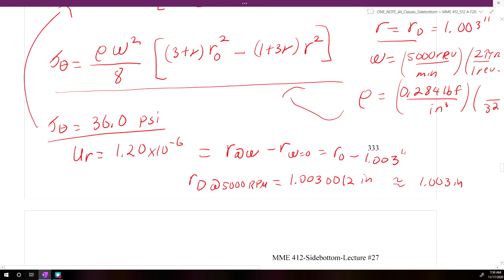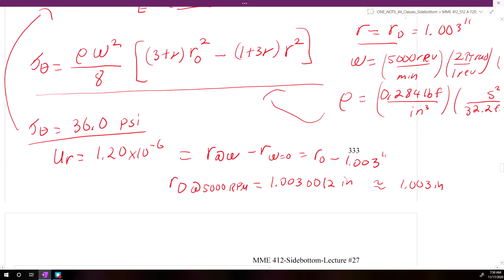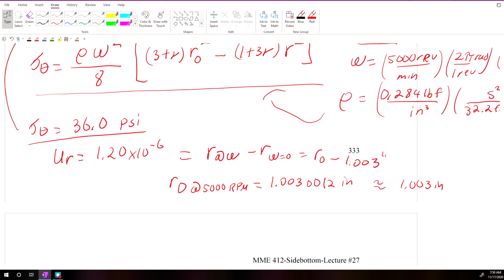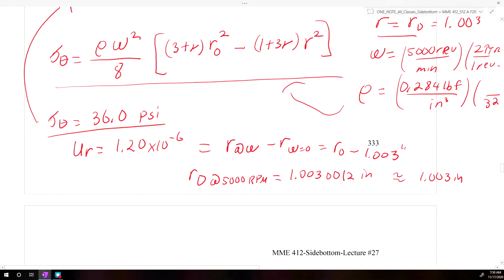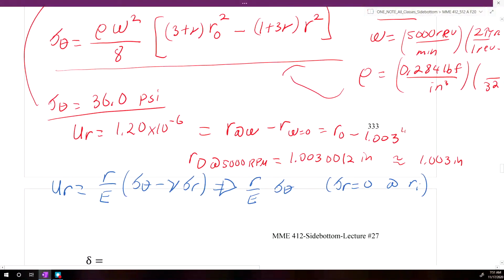Alright, and now we can repeat this process for the disk. Okay, so we know that for the disk, we can use the inner radius of the disk. We know that u of r will be equal to r divided by e times sigma theta minus Poisson's ratio times sigma r. We can simplify this down to just r divided by e times sigma theta, since sigma r is equal to 0 at the inner radius. We talked about this, the boundary condition for radial stress in a rotating component. So we know r, we know e, we just need to solve for sigma theta.